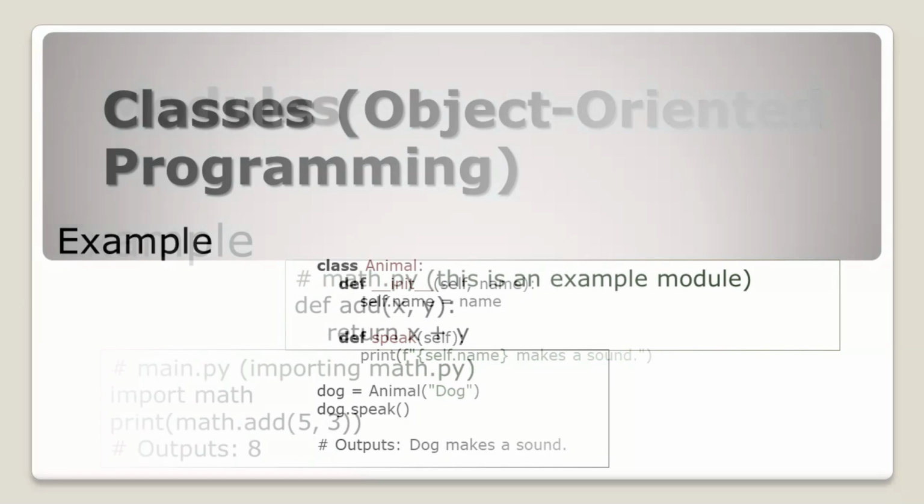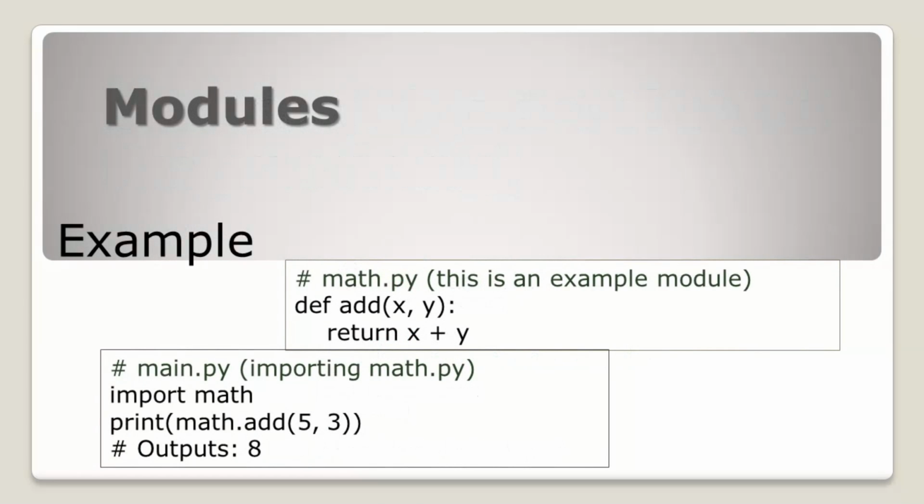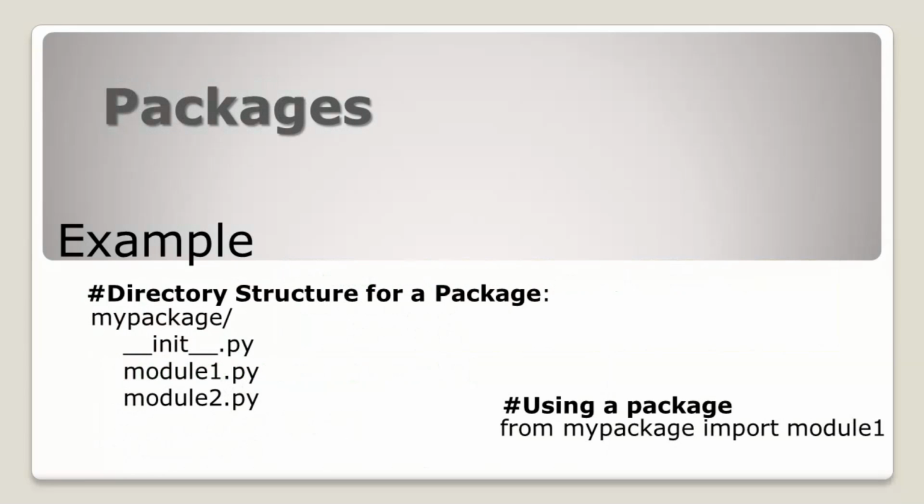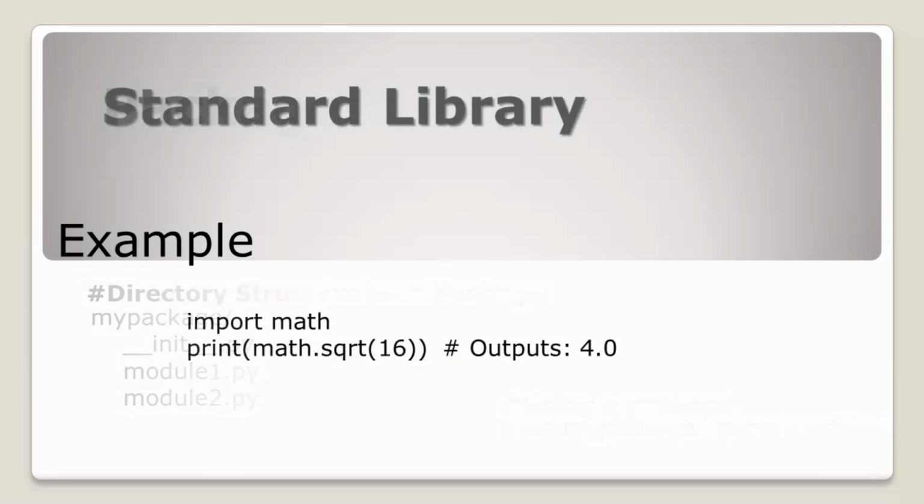A module is simply a Python file, .py, that contains definitions and statements. You can import a module into another script. A package is a collection of modules in a directory. A package typically contains an __init__.py file. Python comes with a vast standard library that includes modules for math, file I/O, networking, and more. You can use these without writing any code yourself.